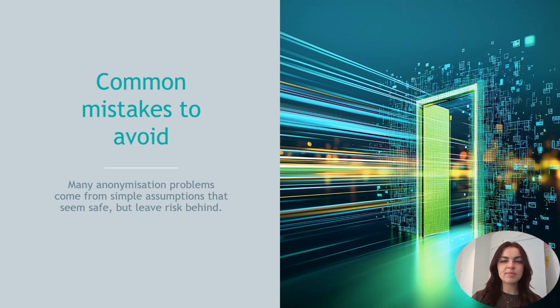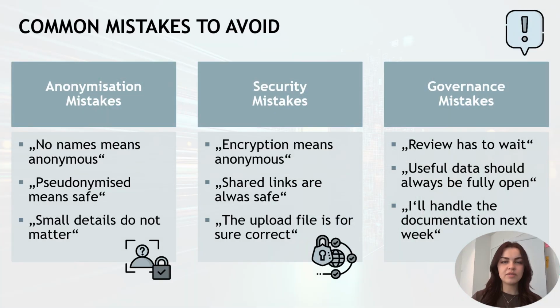For many open data projects, these basic techniques are enough to start a serious risk discussion. Some situations, however, require more structured privacy concepts. The most useful way to organize these mistakes is to separate anonymization mistakes, security mistakes, and governance mistakes. Often, problems begin with assumptions that feel practical at the time.